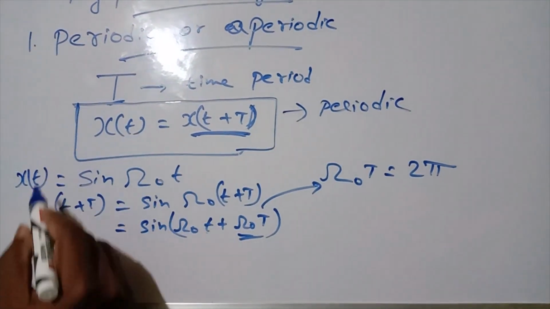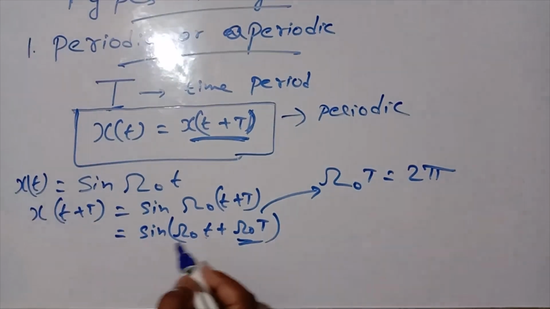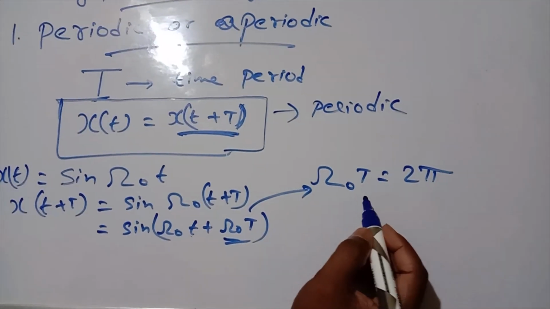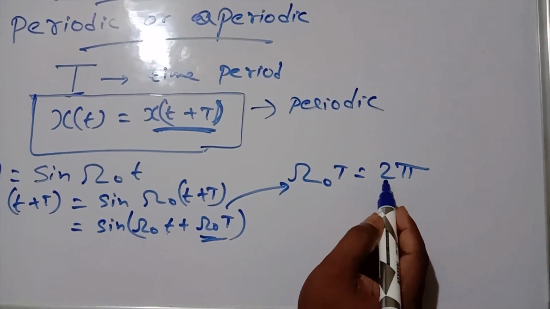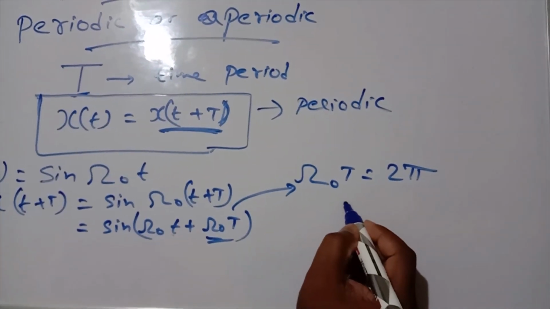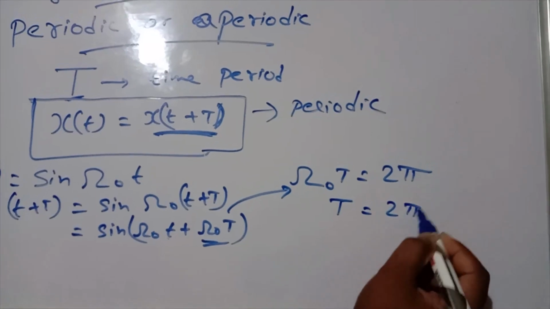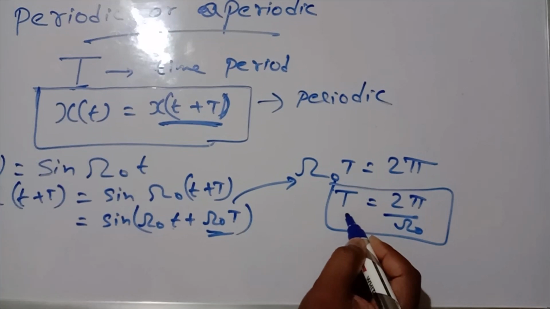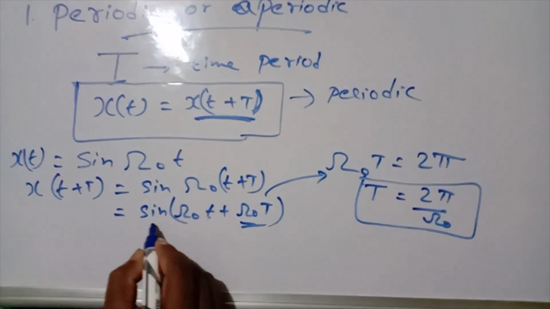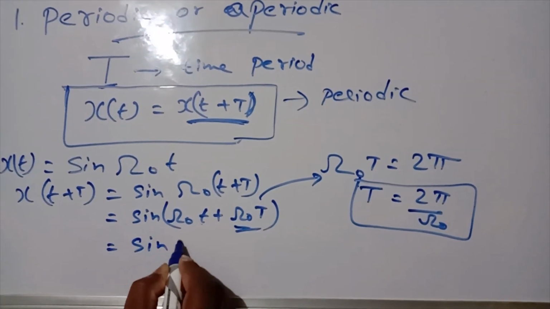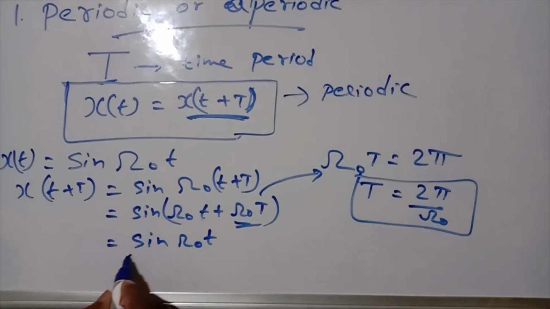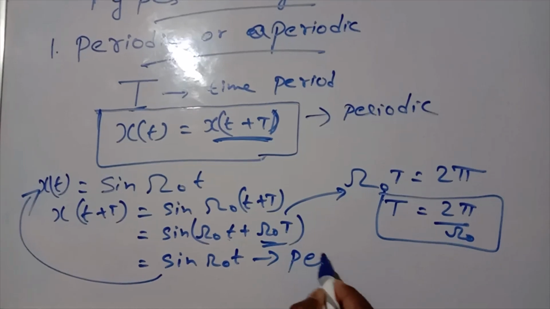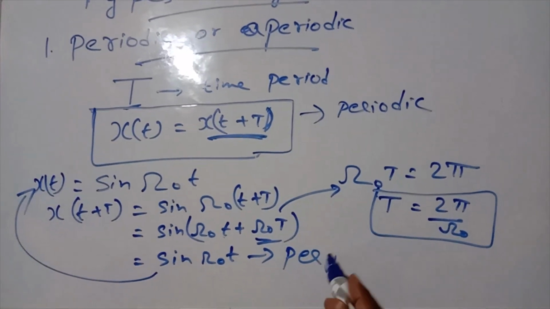So we can say this kind of sinusoidal signal will be periodic if and only if omega 0 T is equal to 2 pi. So the time period will be 2 pi by omega 0. For this period capital T, the signal becomes sine omega 0 t, the same as x of t. So we call this kind of signal a periodic signal.